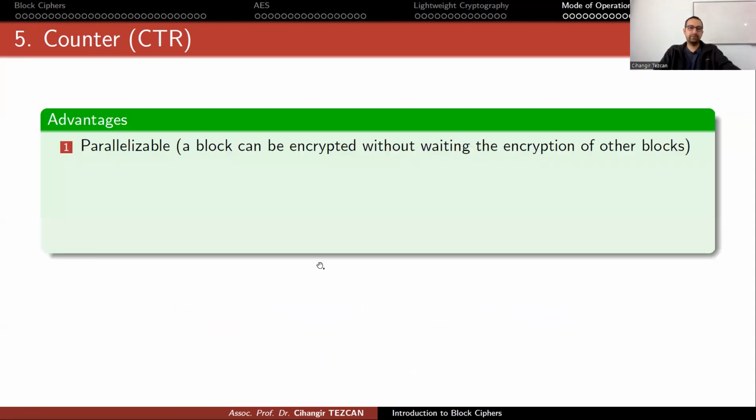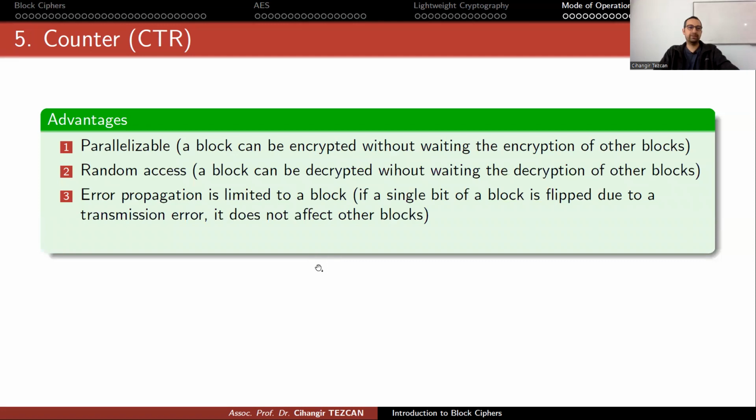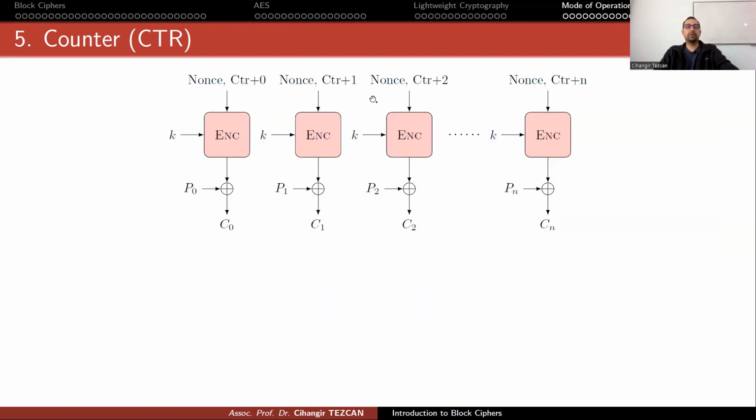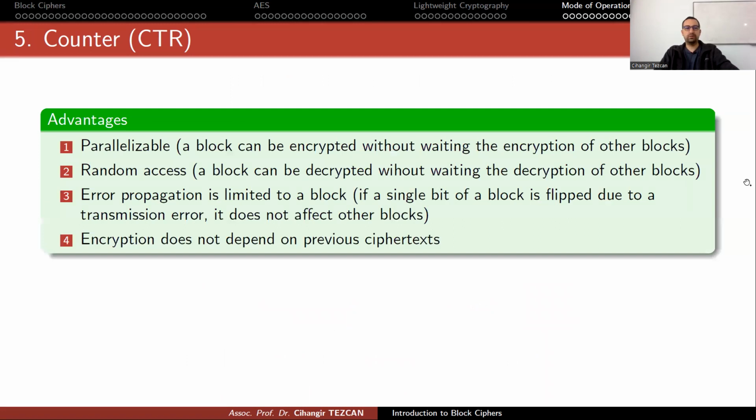So it is parallelizable. It provides random access. Error propagation is limited to a block. Encryption does not depend on previous ciphertext. So if we go back, this is the good thing about parallelizability. Since there are no lines connecting these steps, because the connection is the incrementation of the counters, you can do it without waiting for the previous encryption, right? So this is the good thing.